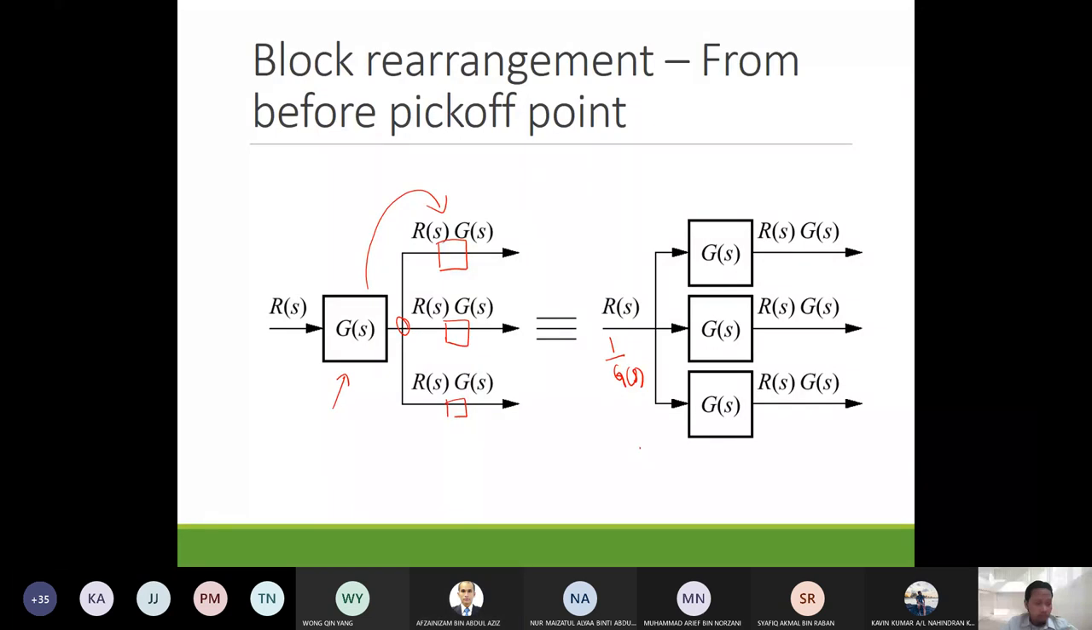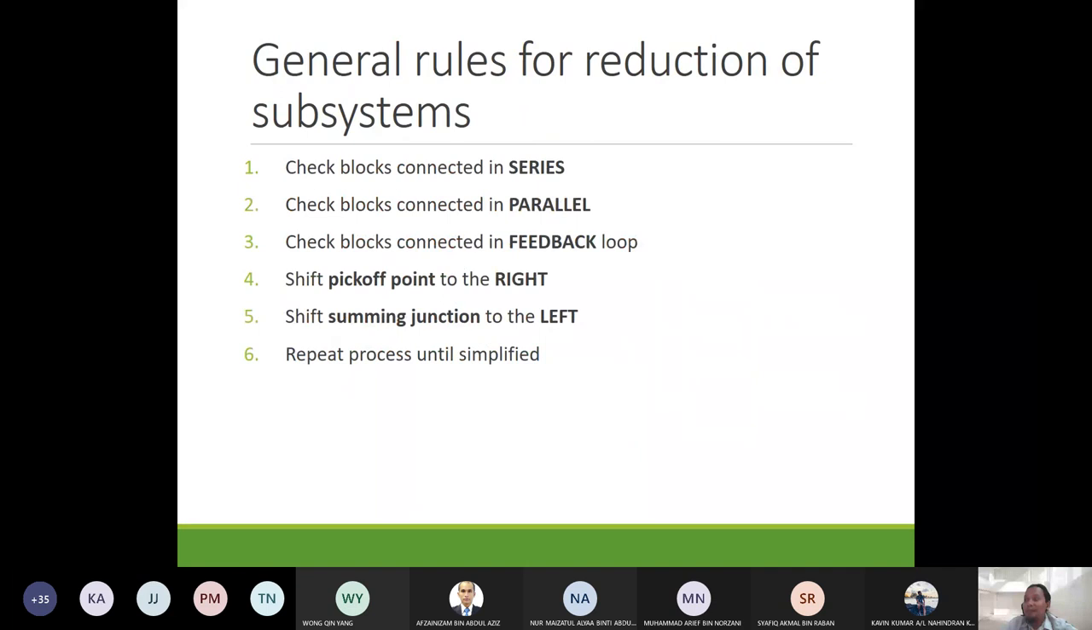Maybe the theoretical part is a bit confusing. Maybe we can look at an example later to see how we can apply the theory. Before we perform reduction of a subsystem, there are general rules that we can apply so that we can perform the reduction correctly, producing a simplified transfer function. You do not necessarily need to follow these rules, but if you follow them, your final transfer function will be simple.